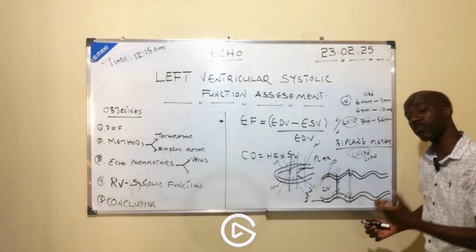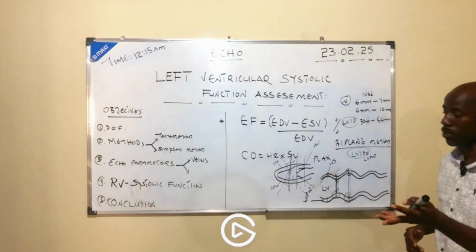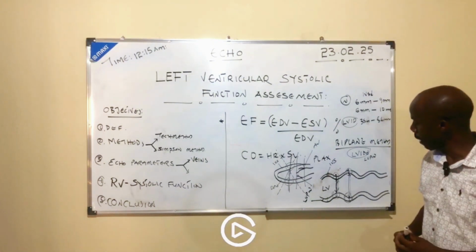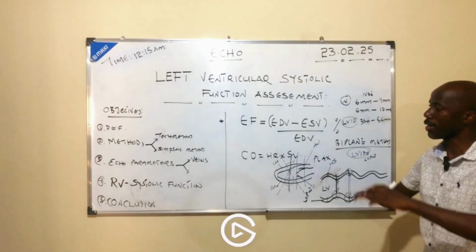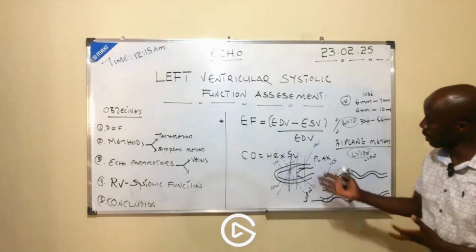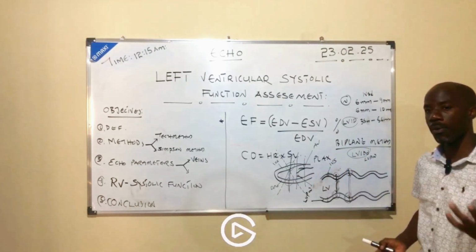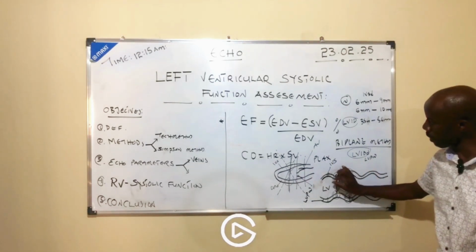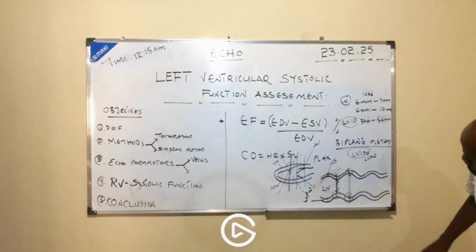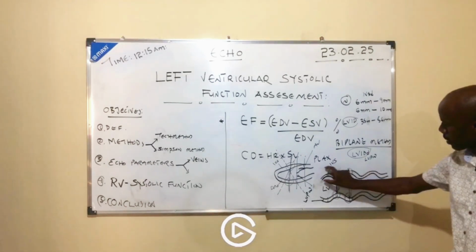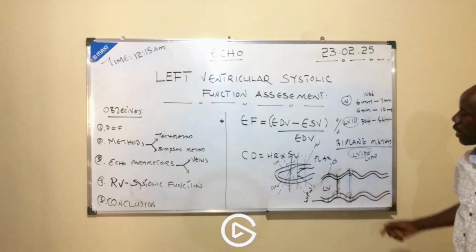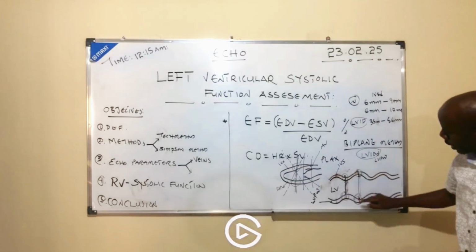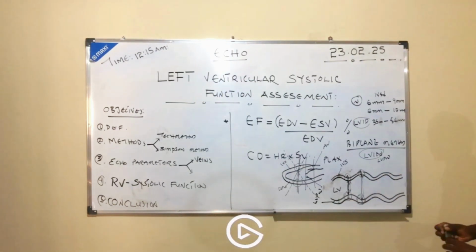But the most preferred method is the Simpson method, which also takes into consideration the volumetric function part of the left ventricle, and it's also preferred when you are having regional abnormal wall motion, where you may not appreciate the systolic function and the diastolic function. For example, when this systolic function is compromised, your preferred method is to go for a Simpson method. So once you calculate your ejection fraction, you must know the normal.